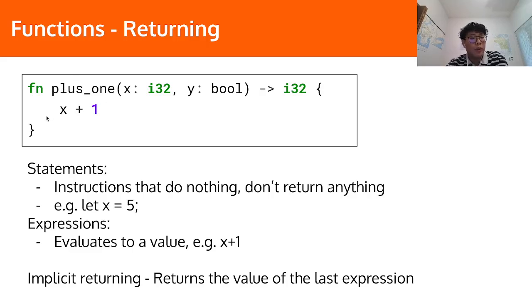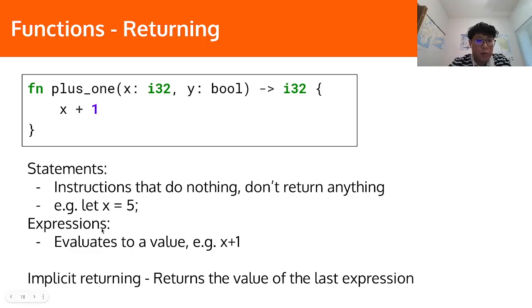So in programming, in source code, there are 2 kinds of syntax, right? The first is statements. Statements are complete instructions. Like they do the instructions, but they don't return anything, right? So for example, let x equals 5. This is a statement, right? We are just declaring that we have a variable x and it's 5. But this doesn't evaluate to any value, or it doesn't return anything, right?